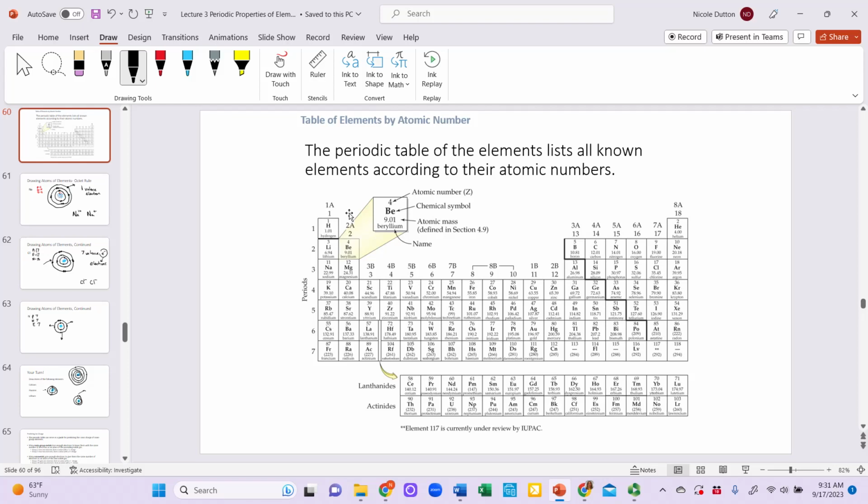Everyone in group 2A has 2 valence electrons. So in group 2A with 2 valence electrons, in order for those to be happy, they have the ability to give up those 2 valence electrons. So everyone in their ionic state in group 2A is going to be 2 plus.